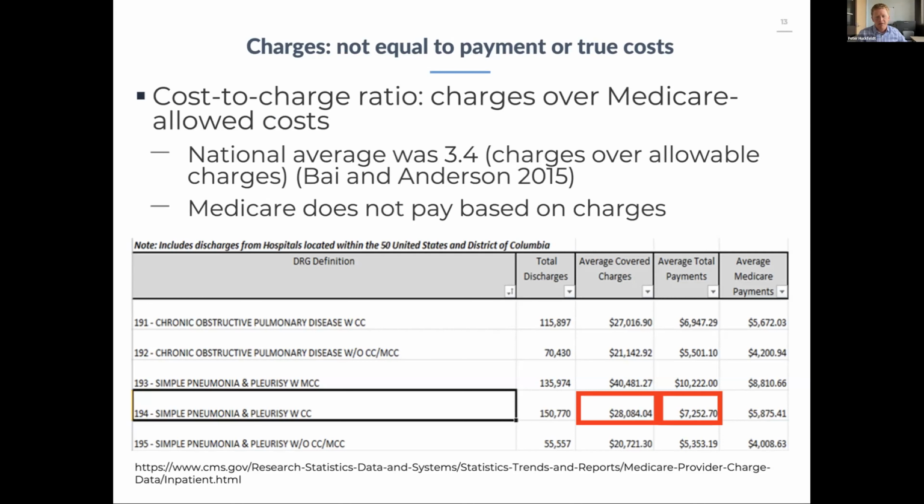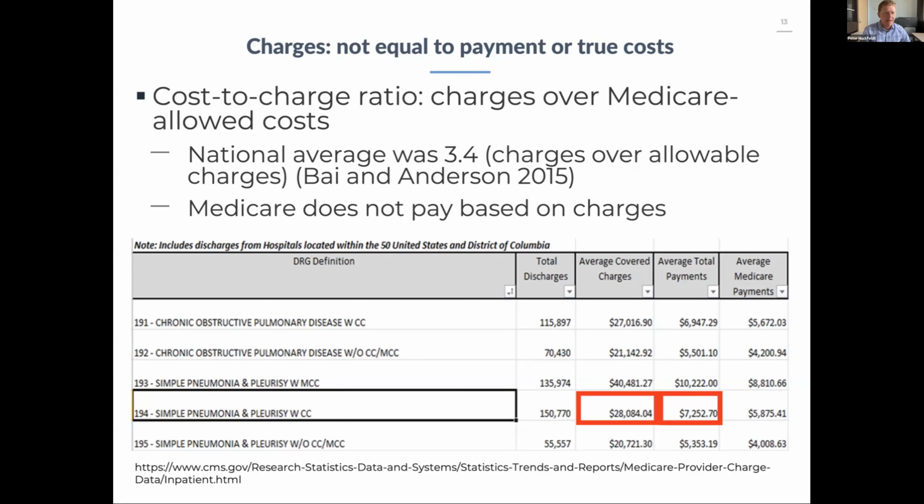And so basically you see this $28,000 and you say, well, the cost to charge ratio was 3.4, so this was the national average in 2015. So you divide the $28,000 by 3.4, and you get the allowable cost.